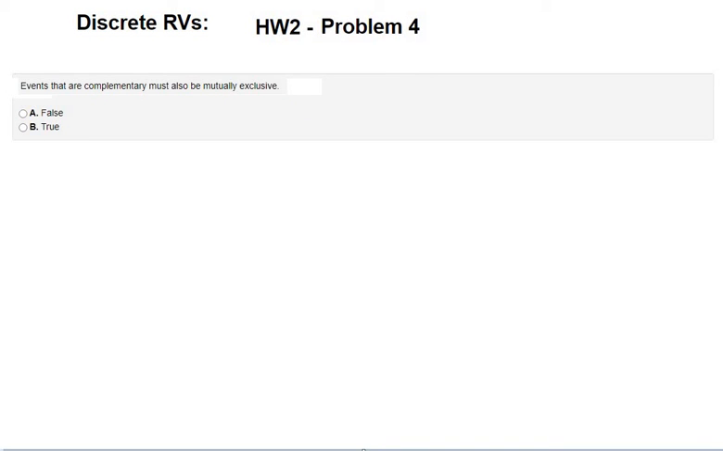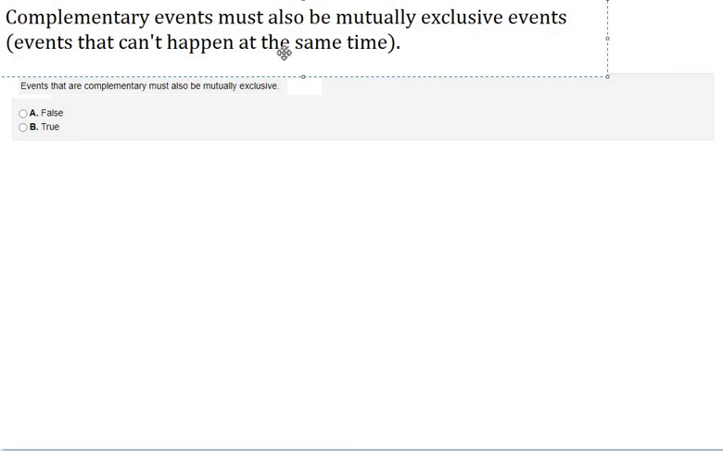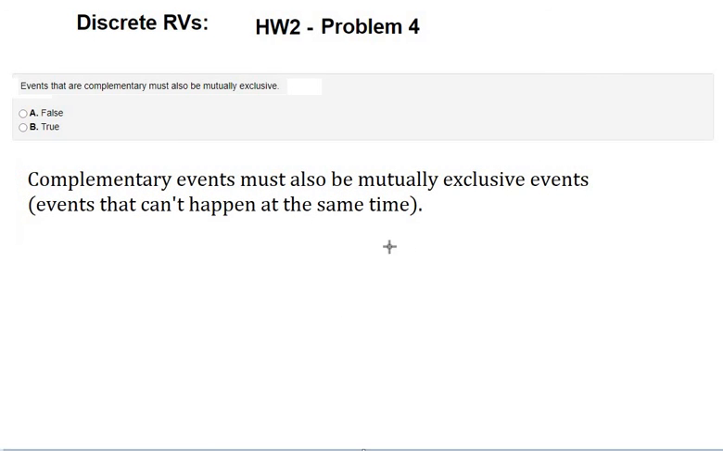Problem number 4. Events that are complementary must also be mutually exclusive. This is true because complementary events must also be mutually exclusive events. Two things cannot happen at the same time. The event and the complementary of the event cannot happen at the same time. For example, you can't go to school and not go to school at the same time.